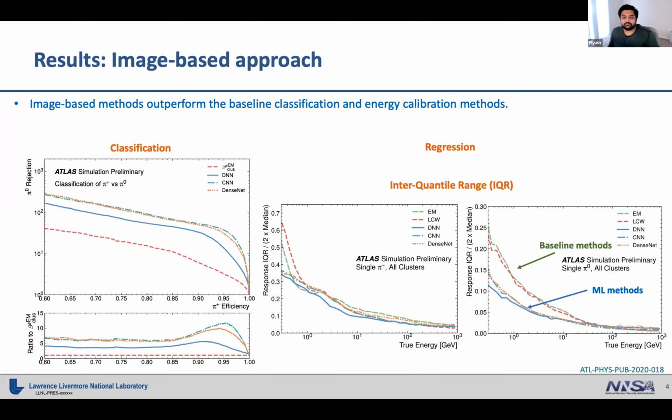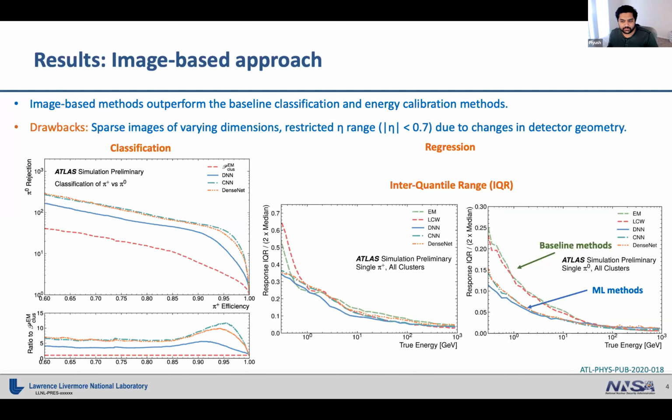Now, we see great results with the image-based representations, but there are a few drawbacks of this representation, as you might have guessed. The images themselves are really sparse. Most of the pixels in the images are just blank or empty. And then, like I said, depending on which layer the data was coming from, the image has a different dimension, and you have to take care of that, and design your networks to somehow incorporate that in the model.